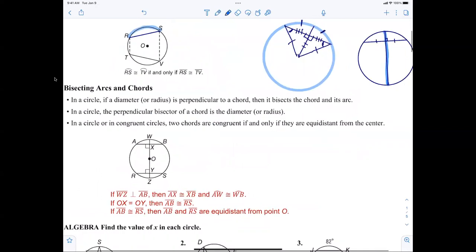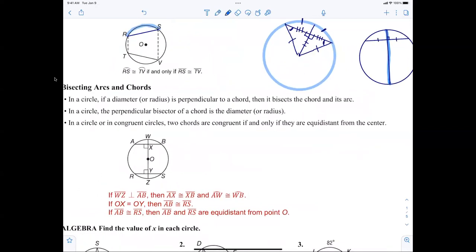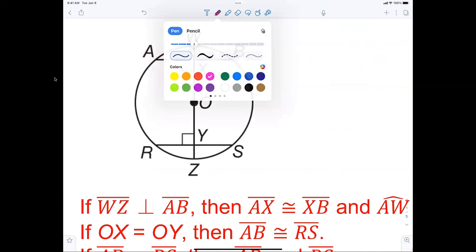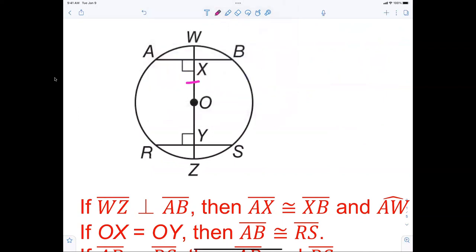In a circle or in congruent circles, two chords are congruent if and only if they are equidistant from the center. So what are they trying to tell you? If OX, right here, if OX is equal to OY, then RS must be equal to what? AB.